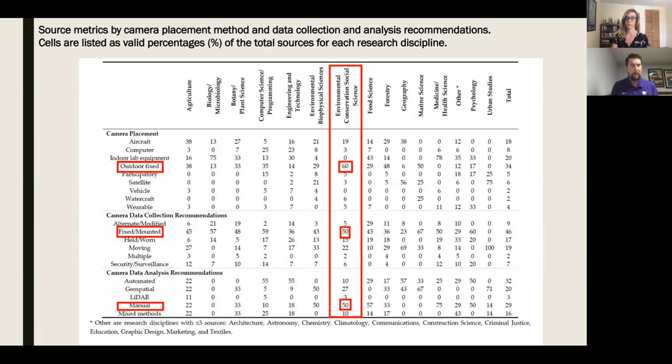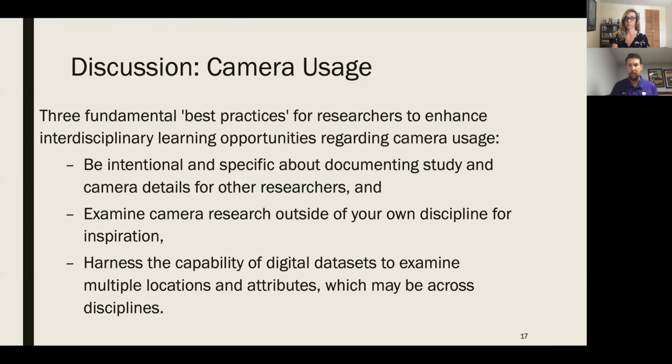So now we're going to go back to Jess, and she's going to walk us through some of the conclusions and takeaways from what we found. All right, thanks so much, Ryan, for running us through those results.